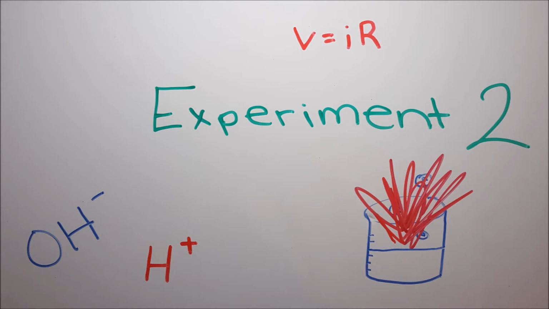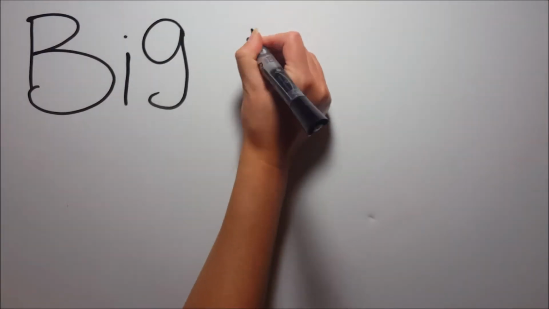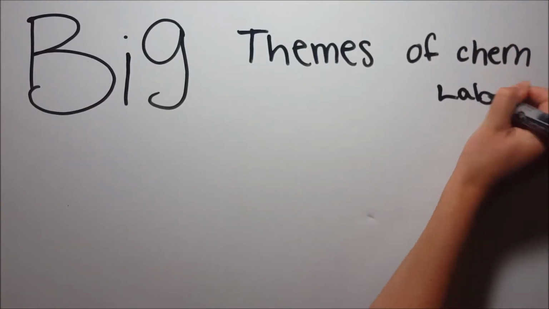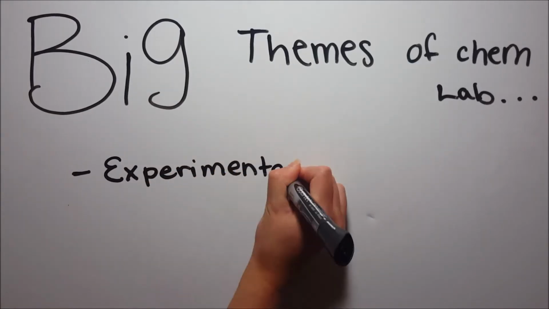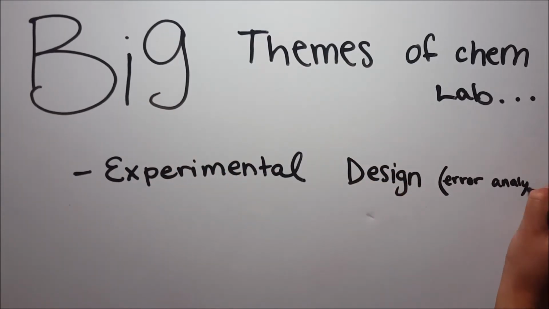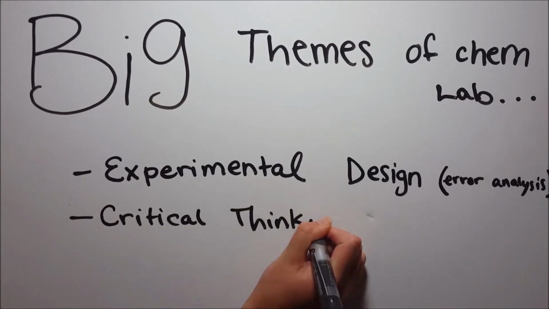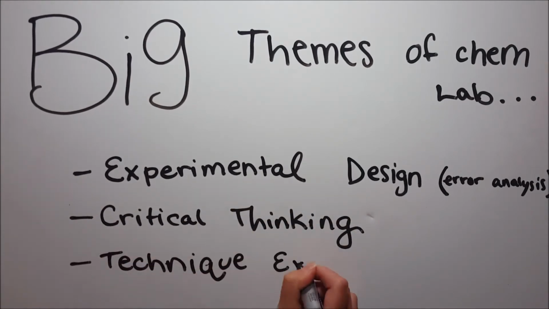What happened in my lab last year was that the students ran through all of the experiments and then went home to answer the post-lab questions and ended up being completely lost on the purpose. In Gen Chem Lab, you can usually attribute the purpose of the experiment to one of three broader themes, them being experimental design and error analysis, critical thinking, and technique execution.